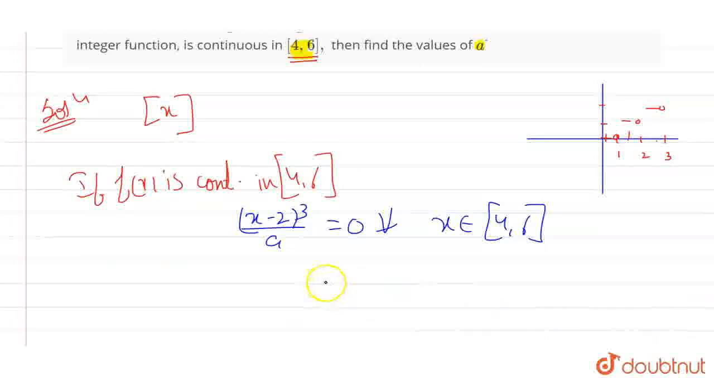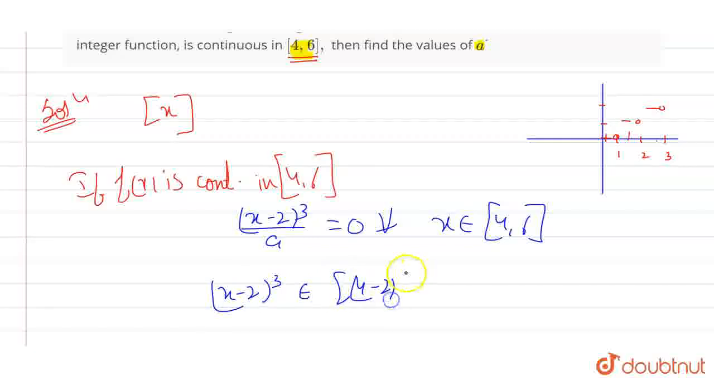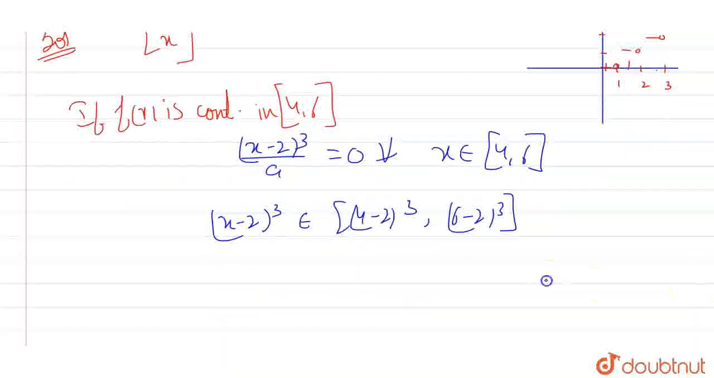In this case, because a is in the denominator, we have to find the range of x. For every value of x, this whole should become 0. For x equal to 4, (x minus 2) whole cube becomes (4 minus 2) whole cube, and for x equal to 6, (6 minus 2) whole cube. These are the ranges of x we have. Then (x minus 2) whole cube will be in the range of 2 cube, which is 8, and 4 cube, which is 64.